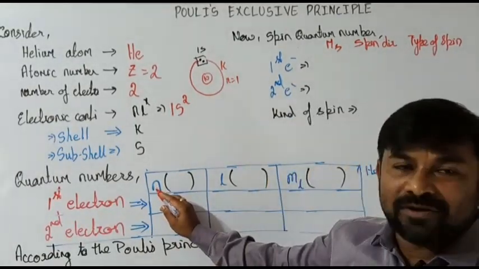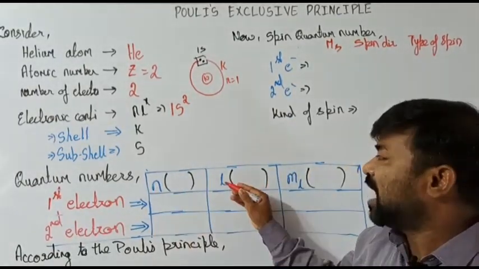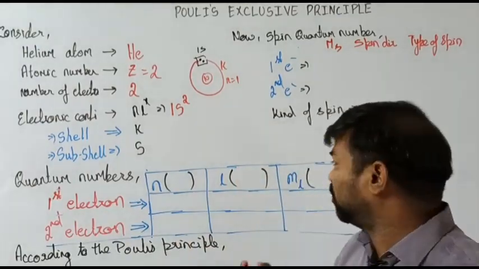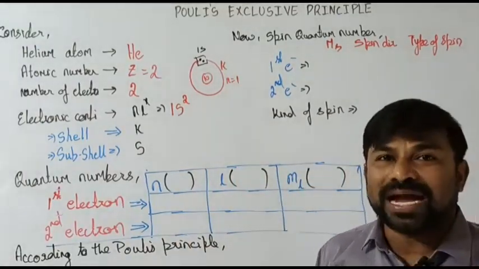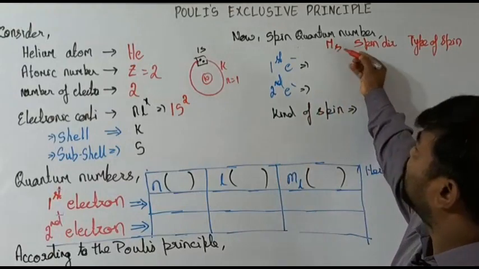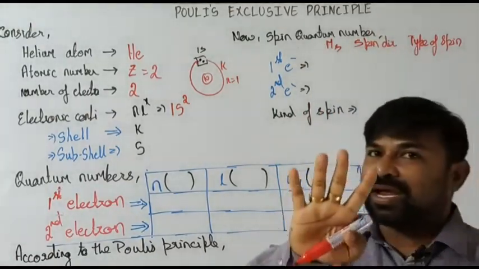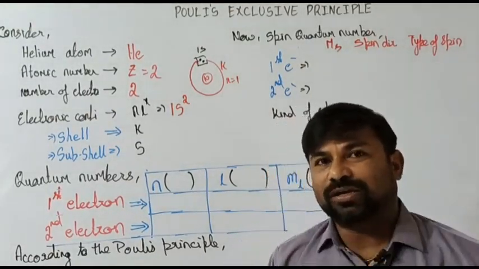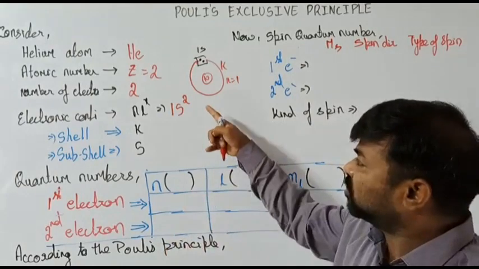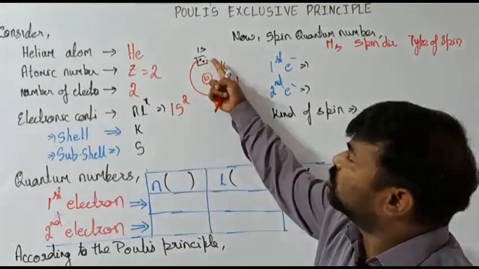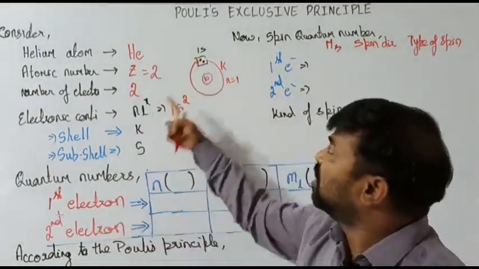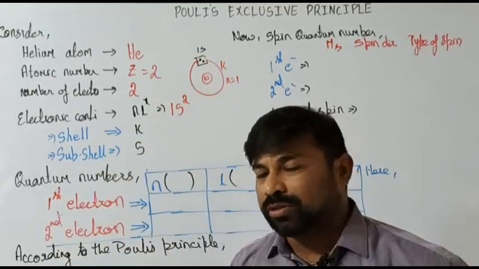It's n, which is the principal quantum number. l is the azimuthal quantum number. ml is the magnetic quantum number. And the next one is the spin quantum number. We have 4 quantum numbers. So let's check all the 4 quantum numbers. First, the 2 electrons which are present, the first electron and the second electron. Let's work on that.